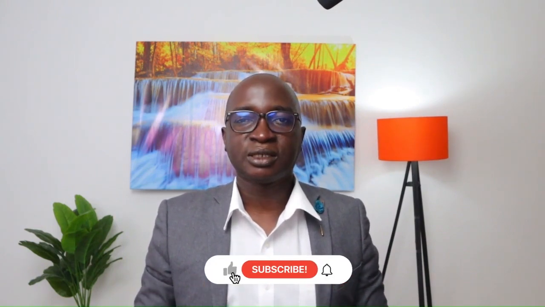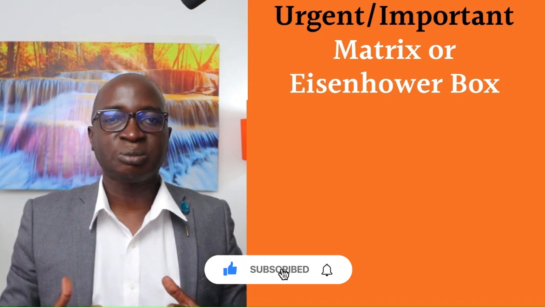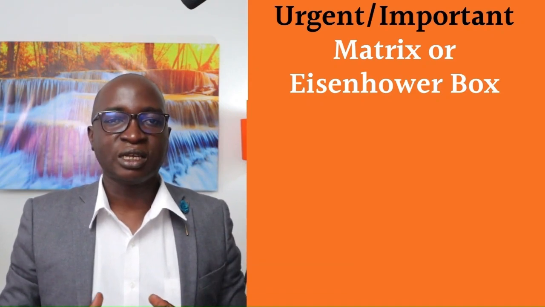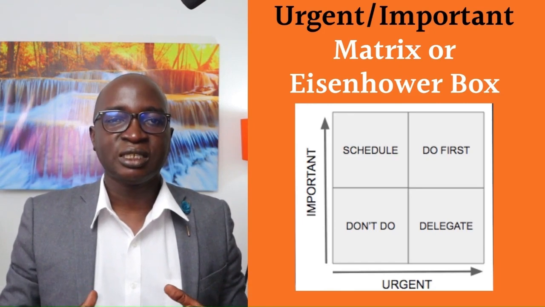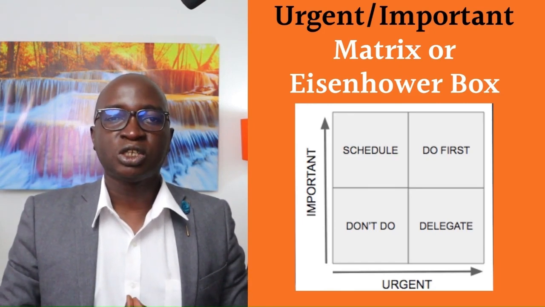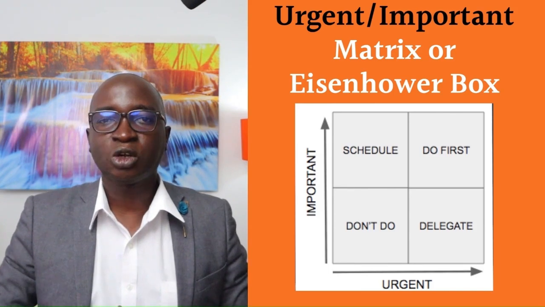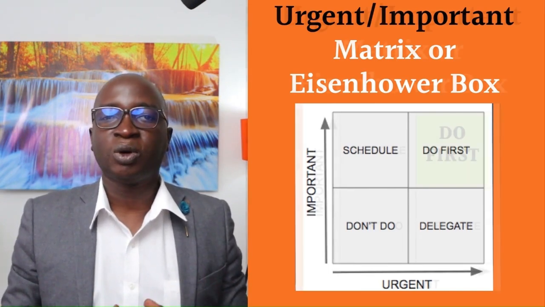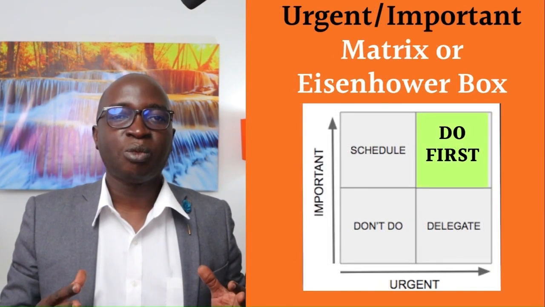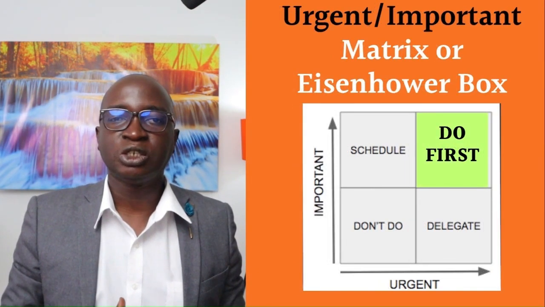First, let's discuss perhaps the most well-known of these frameworks, and that is the urgent important matrix, sometimes known as the Eisenhower Box. So you'll see that they have on the vertical axis importance and on the horizontal axis urgent. Let's talk through each of these boxes, starting with the top right and going clockwise. Things that are both high importance and high urgency should be done first.